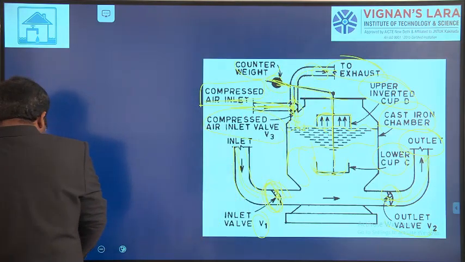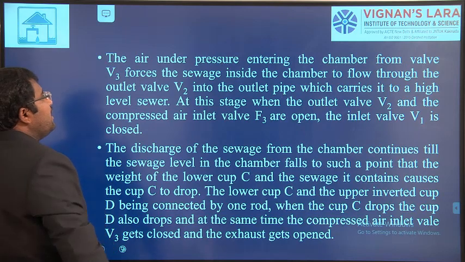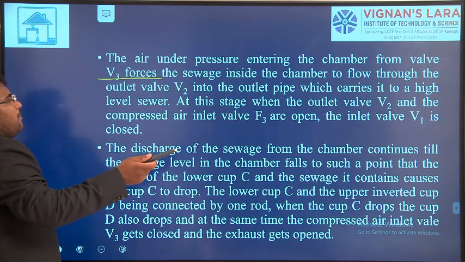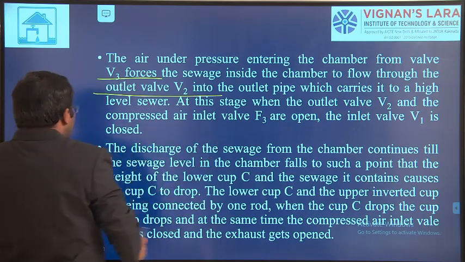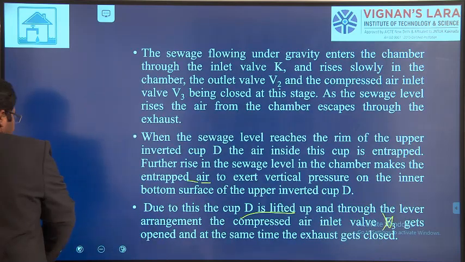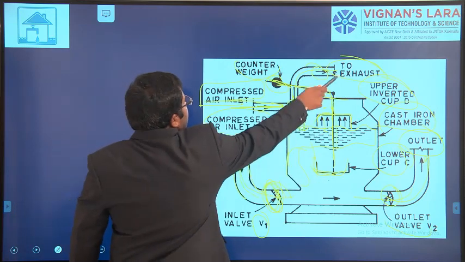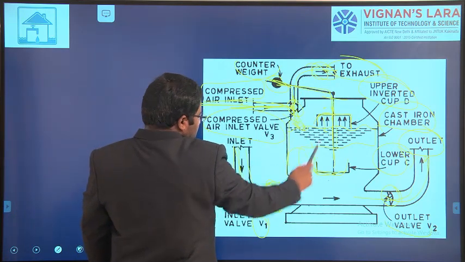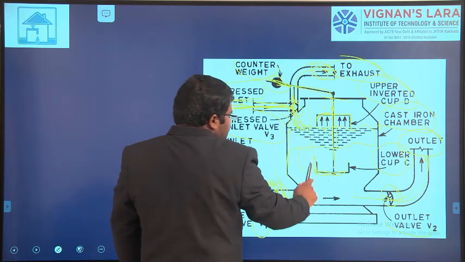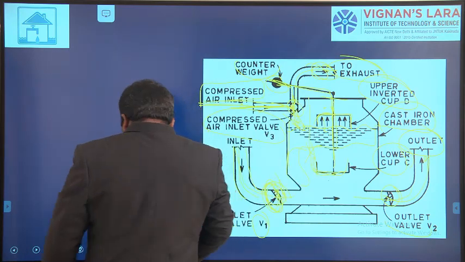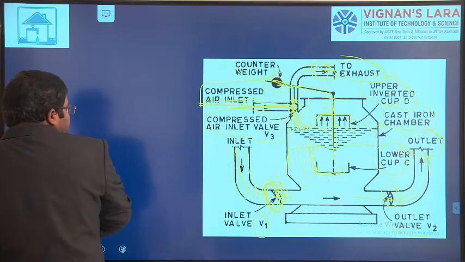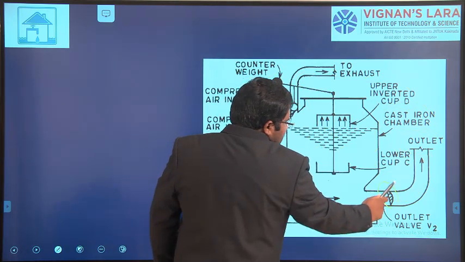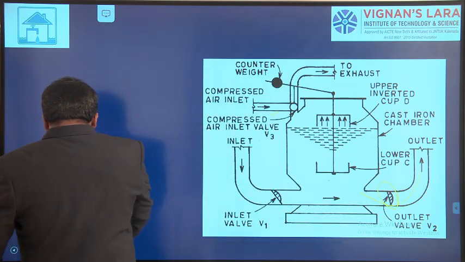Now we will see what happens next. The air under pressure entering the chamber from valve V3 forces the sewage inside the chamber to flow through the outlet V2. Once the sewage rises, the inlet valve is closed. Now compressed air will come inside, and due to this compression this valve is in a closed condition. The water will get pressurized, and it will open valve V2.